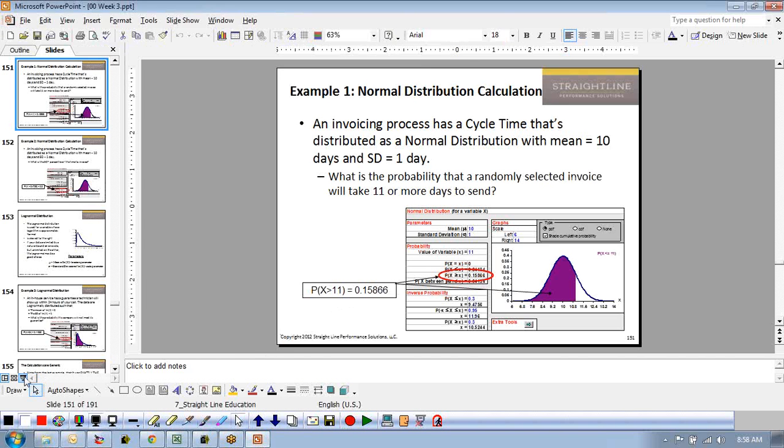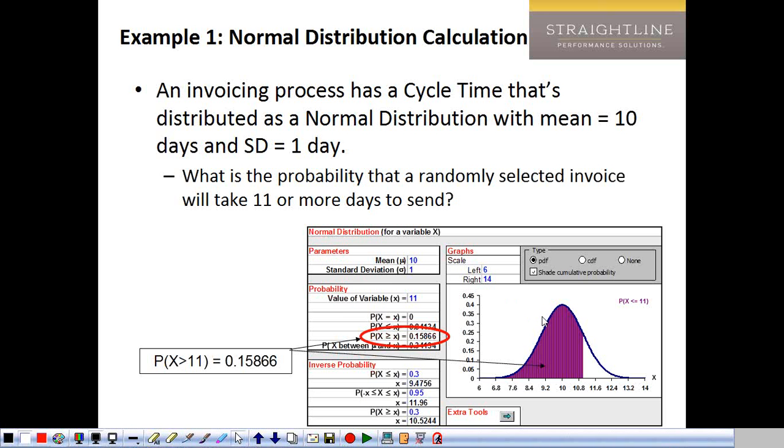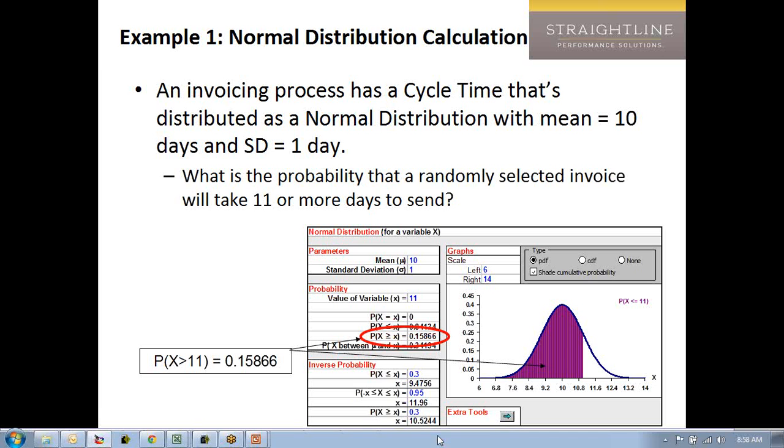Okay, let me get back to the slideshow here. And we can see that that's the probability that it's going to be less than that. So the probability that it's going to be greater than 11 days is 16%. Right? 0.158 is about 16%. Got it? So that's the probability that it will take more than 11 days. Could be quite a bit more than 11 days.